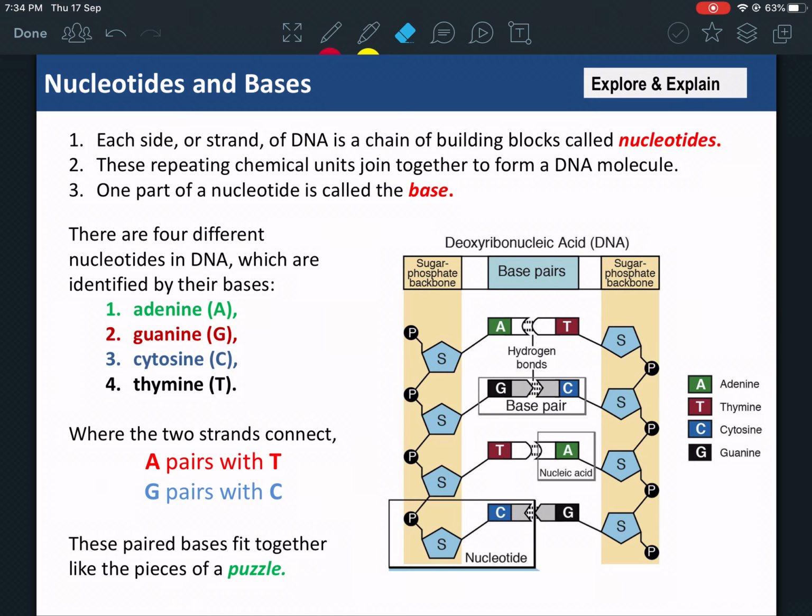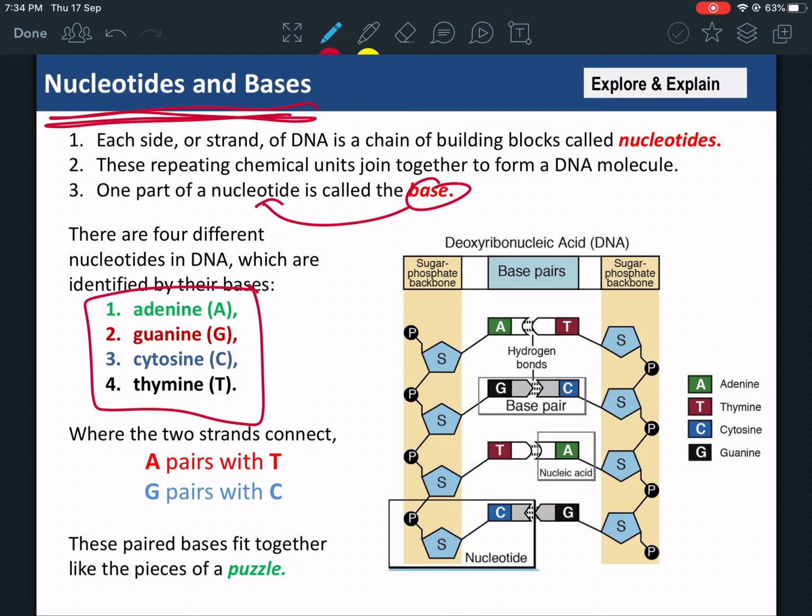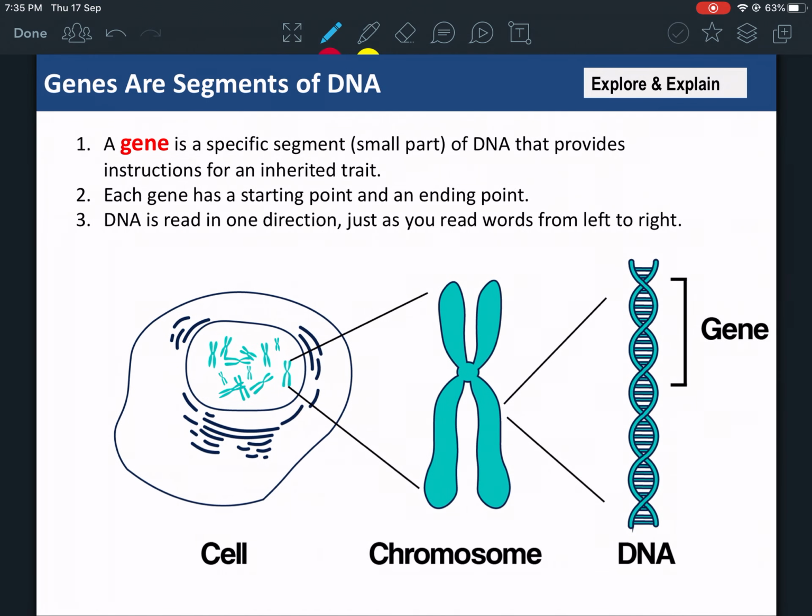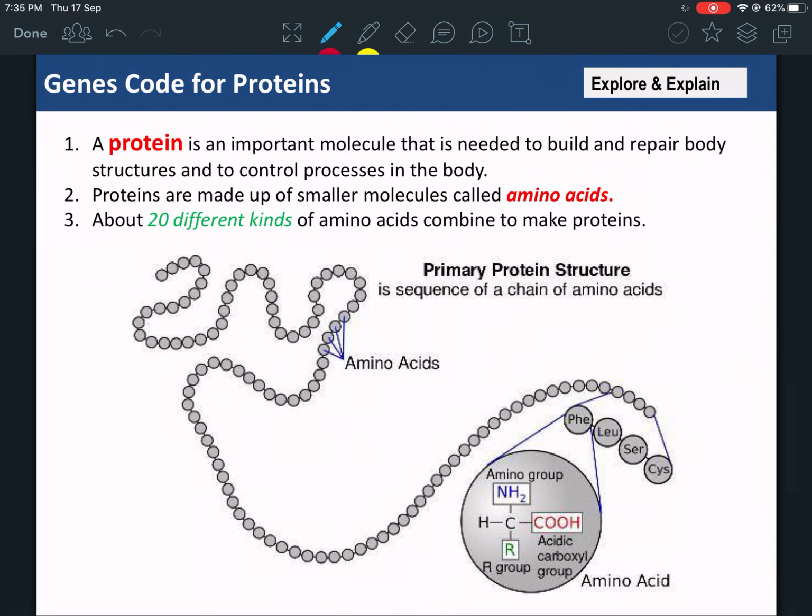For today, nucleotides and bases, and you need to understand them. You need to understand that base is part of a nucleotide. These are the 4 bases. A nucleotide is this, the base is this. And most important, A pairs with T. That means adenine pairs with thymine, and guanine pairs with cytosine. And then the gene is a part of the DNA. That's all you gotta know for today. Tomorrow we'll talk about proteins and coding for proteins.